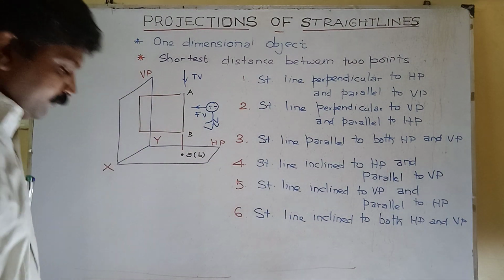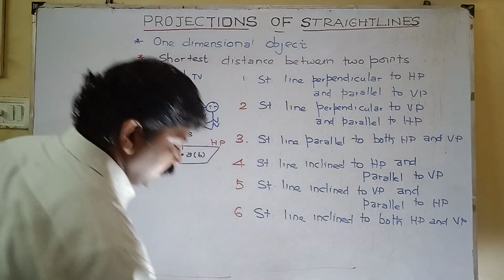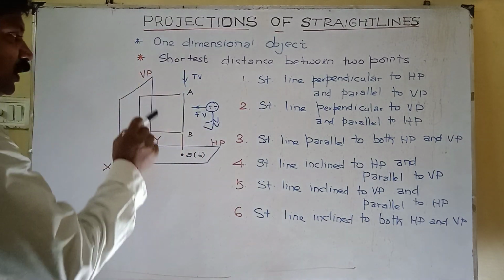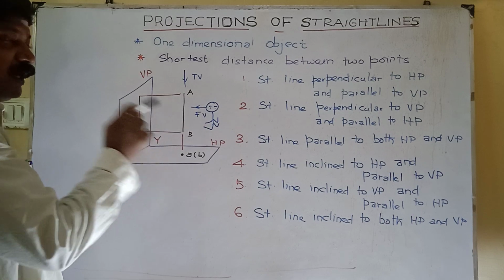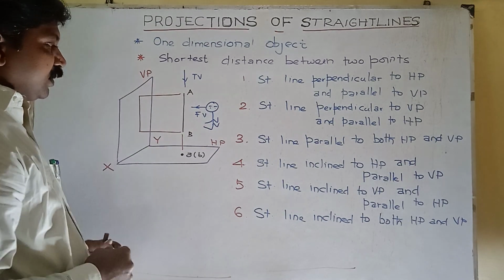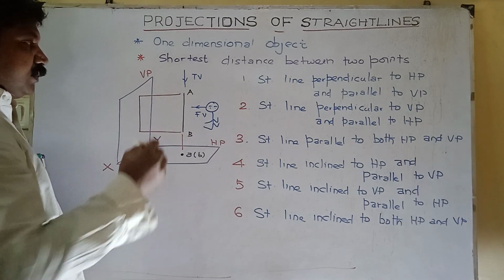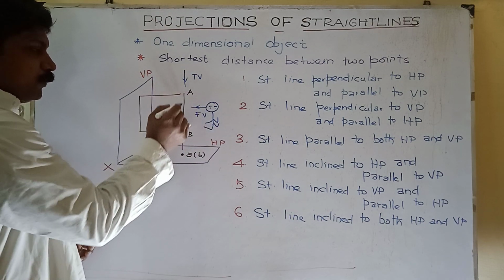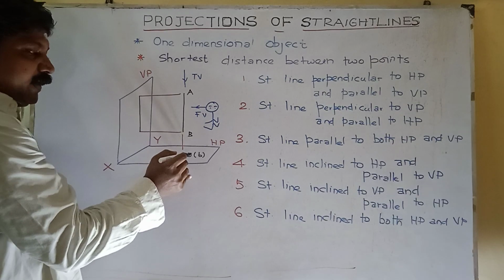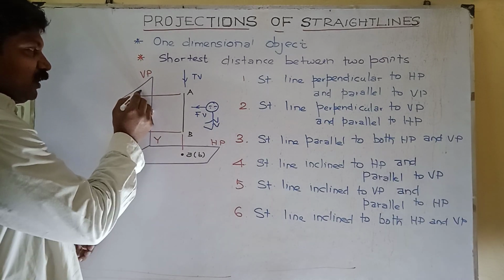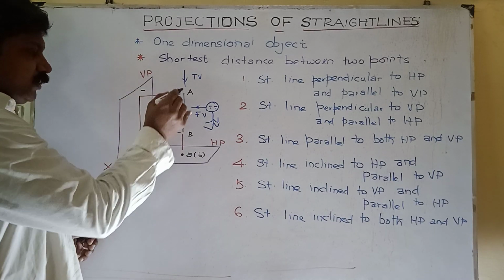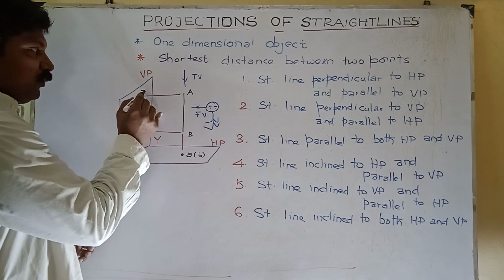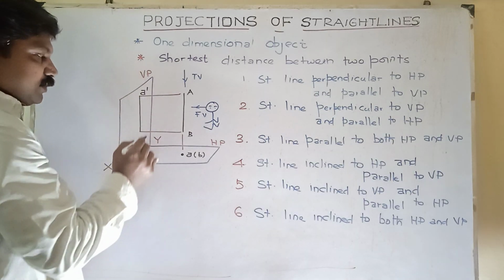Okay, see the first quadrant. The object AB as a straight line. Now, place the object in first quadrant. You are the observer, the front view, top view. So, top view as a point, a of b. Front view as a straight line, a dash b dash.